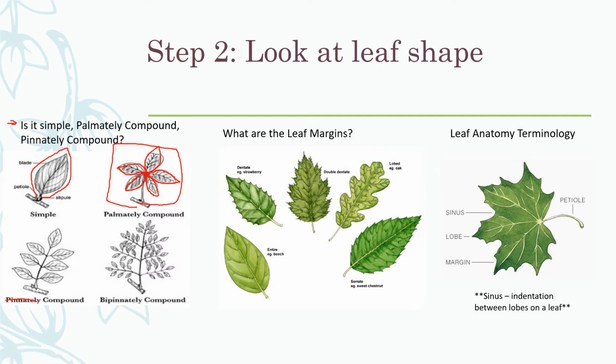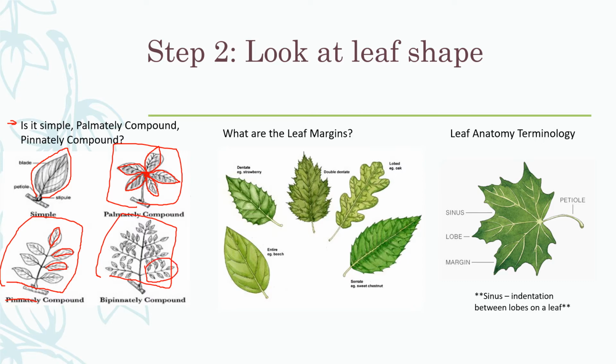Sometimes it's just called compound. And again, this whole thing here is one leaf, but it's got many little leaflets coming off of it. So these little guys are called leaflets, but this whole thing as a whole is a leaf. Then we have bipinnately compound, which is also called doubly compound. So you're seeing a whole leaf right here, but then it's got littler, more complicated guys on it.